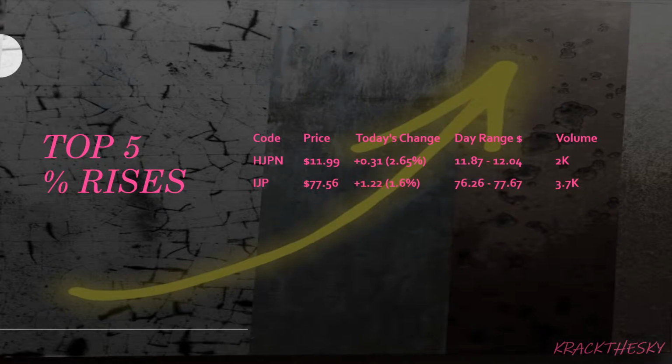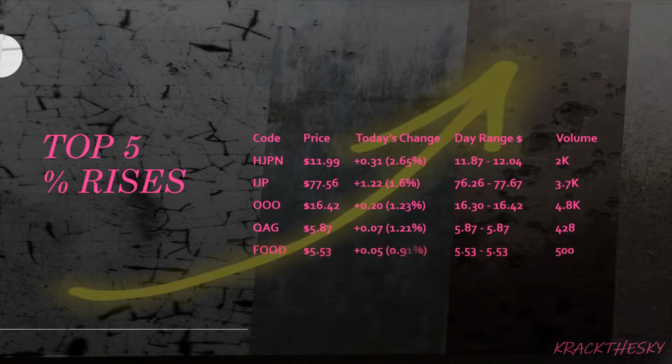So let's look at our top 5 percentage rises. Looks like a little bit of a Japan theme there. Quickly, we had HJPM, which is a Beta Shares WisdomTree Japan ETF. IJP is the iShares MSCI Japan ETF. Then the next one is the Beta Shares Crude Oil Index ETF, and that's synthetic.